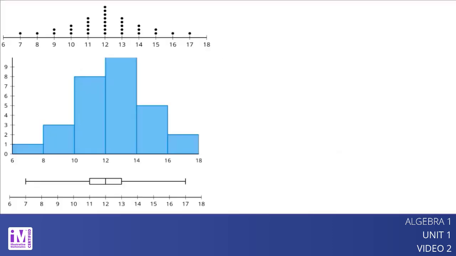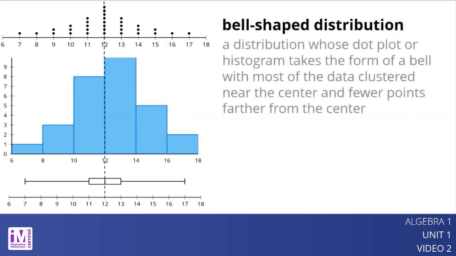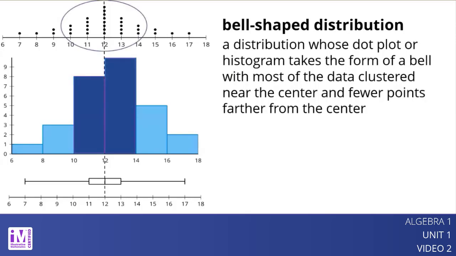Here is a dot plot, histogram, and box plot representing the distribution of the same data set. The data set has a symmetric distribution. This distribution in particular can also be called a bell-shaped distribution. A bell-shaped distribution is a distribution whose dot plot or histogram takes the form of a bell with most of the data clustered near the center and fewer points further from the center.